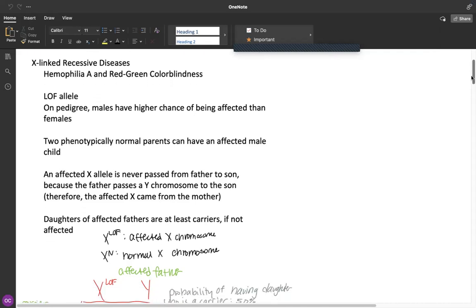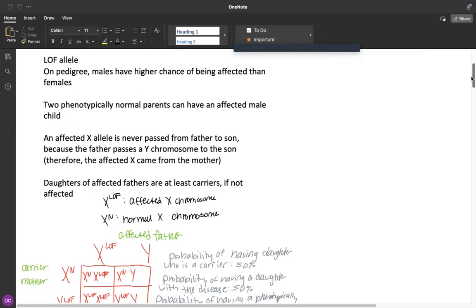So the two X-linked recessive diseases you have to know are hemophilia A and red-green color blindness. So this is associated with loss of function. To identify it on a pedigree, look for males having a higher chance of being affected than females. And two phenotypically normal parents can have an affected male child.